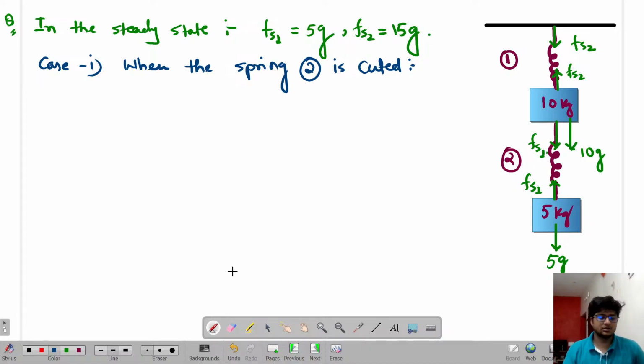So look over here. What happens when we cut the spring 2? Let's suppose if we see the blocks properly, then both blocks will fall with 10 meter per second square. So let's see it clearly. See, when 2 is cut, so I am cutting the spring 2.